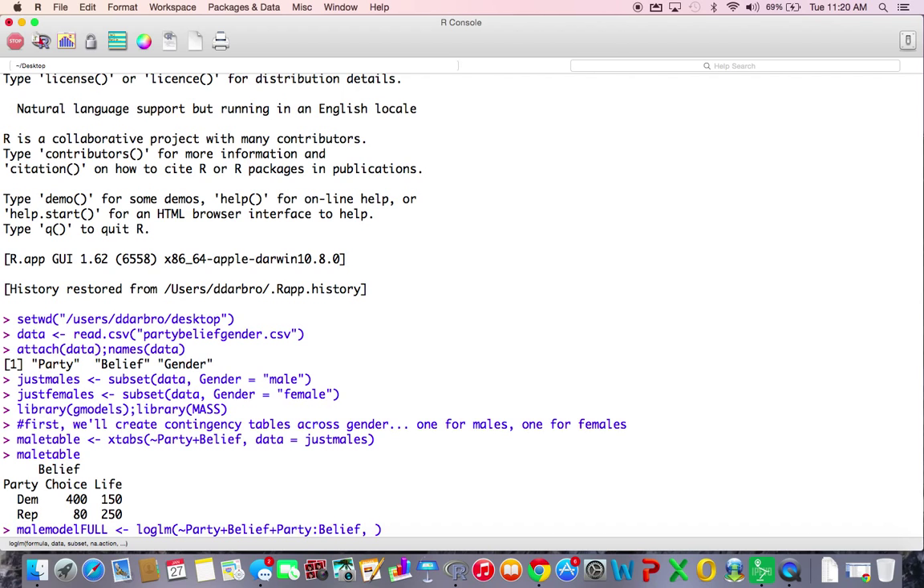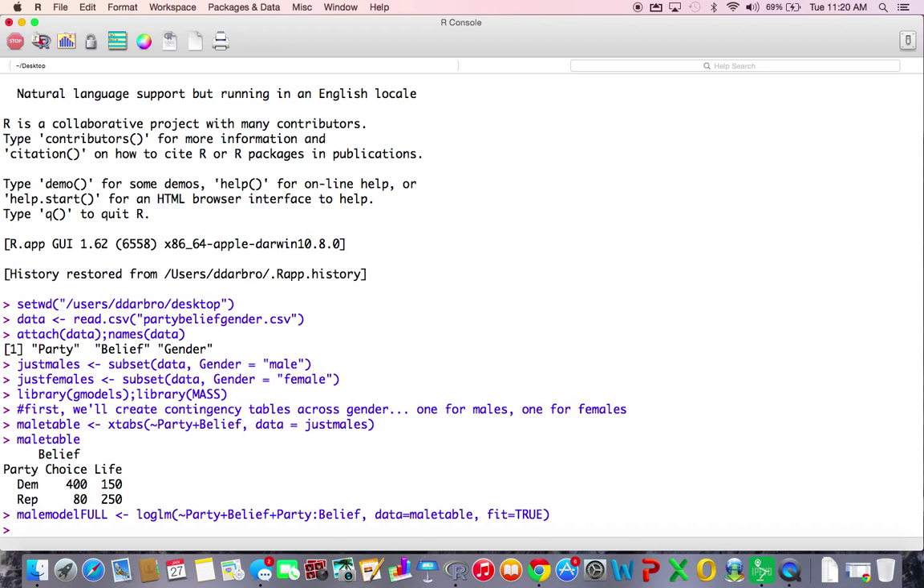The next thing I need to do is let it know that the data I want to use is the contingency table, male table, and I want the fit to be true. I'll explain this in just a second. So hopefully that all happens to where we get this without an error.